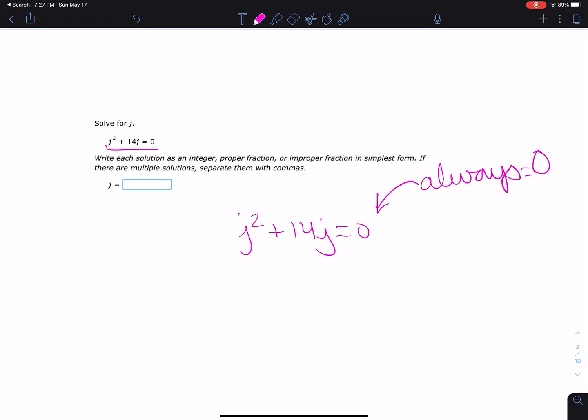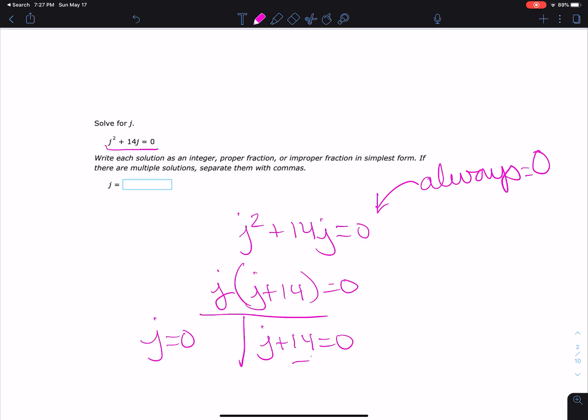Then I'm going to take out the most I can. We call it the GCF. I'm going to take out a j. If I take a j out, I'm left with j plus 14, which equals 0. Once it's factored, I can branch off and say j equals 0, and j plus 14 equals 0. Then I'm going to continue solving on this side, so j equals negative 14. So here I have two answers, 0 and negative 14.